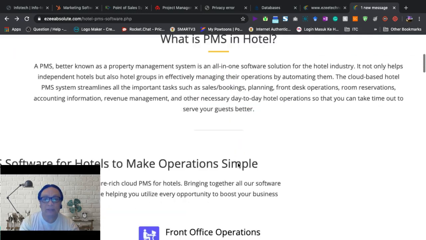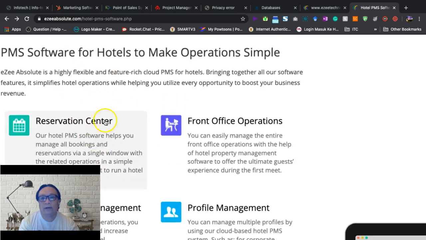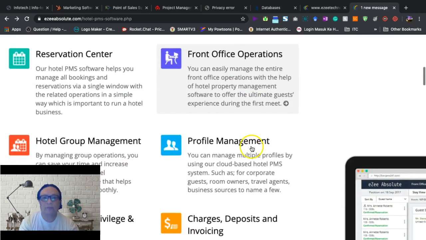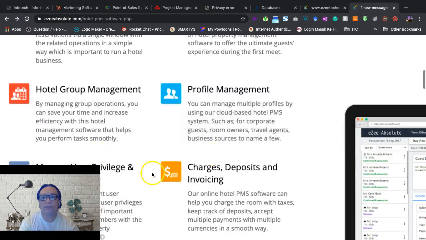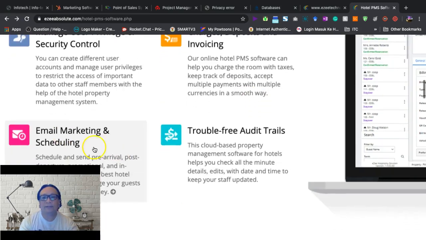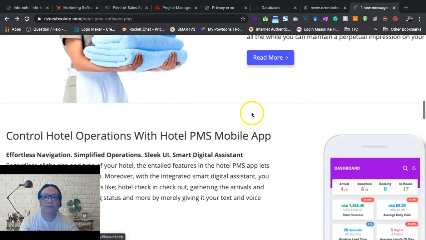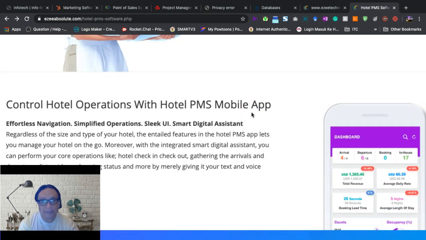So what it does is it integrates all the software related to the operation of a hotel, starting from reservation, front office, profile management, finance, charges, deposits, invoicing, and some marketing. All these things are offered within this specific software, offered by easyabsolute.com, for example. So this is an example of an enterprise application applied for business.